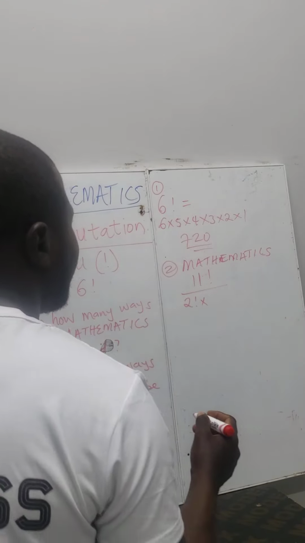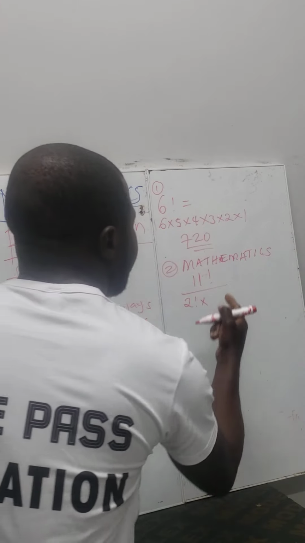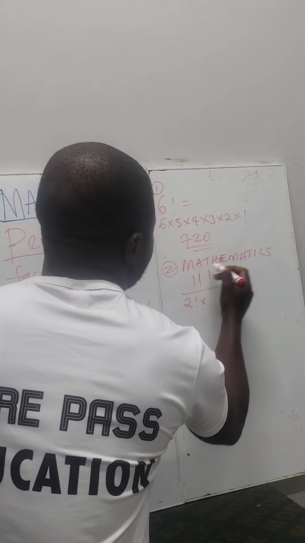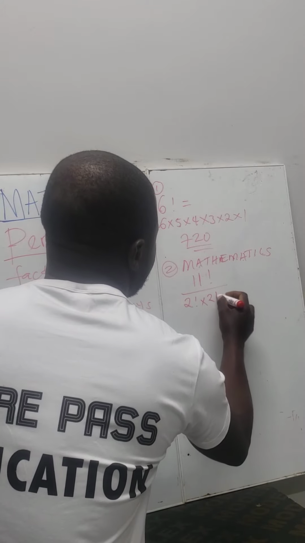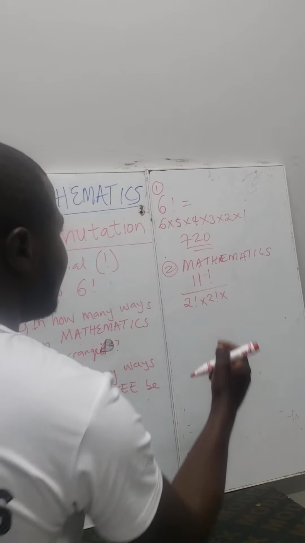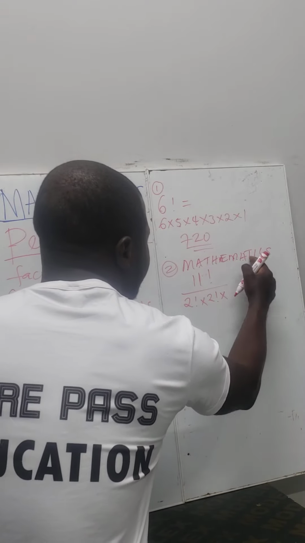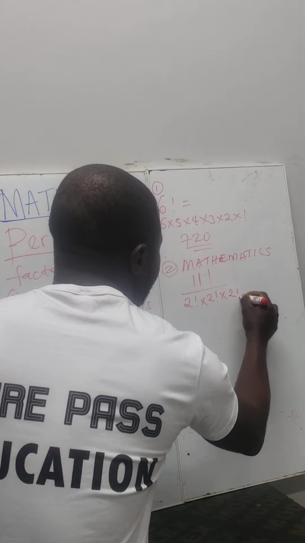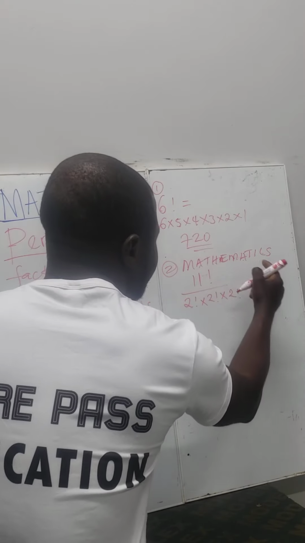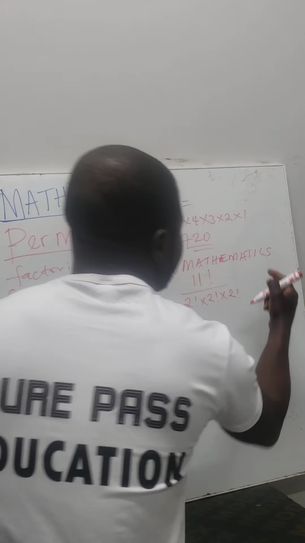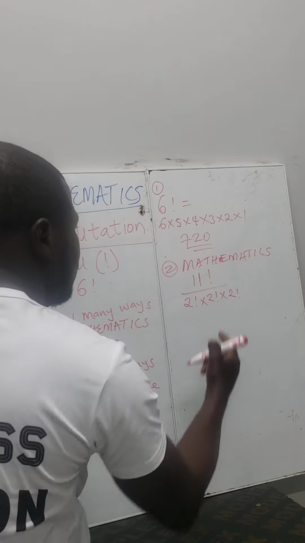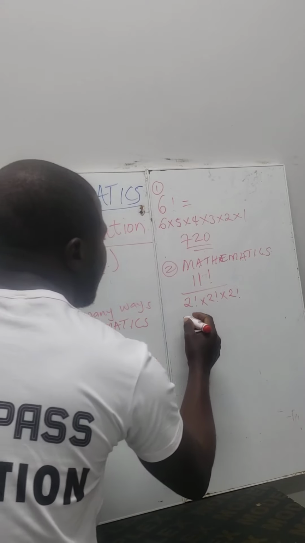Is there another letter again that is repeated 2 times or 3 times? Let's look at it very well. We have A, it's also repeated 2 times. 2 factorial. Is there another letter again? If you look at it very well, T is also repeated. You also have 2 factorial. Again, do we have any other letter repeated? No other letter is repeated twice. If no other letter is repeated, then we stop from there, then we continue and solve.